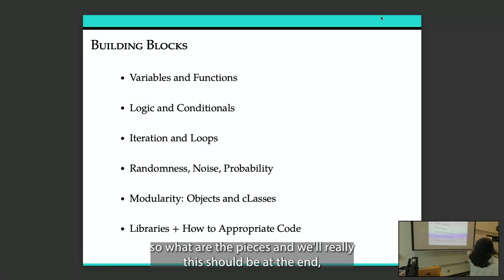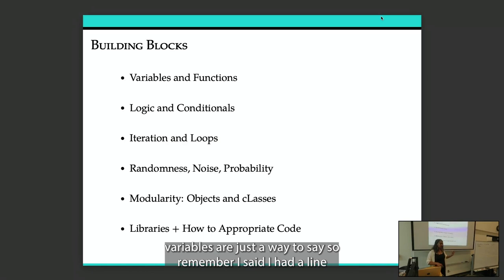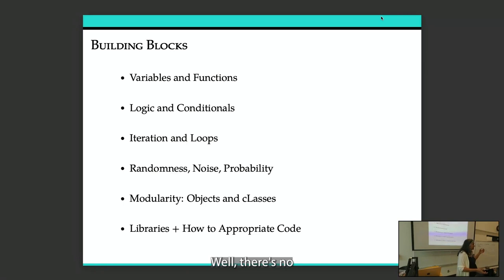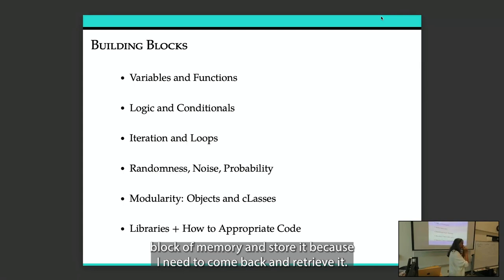So what are the pieces? Really this should be at the end, but these are the pieces that we need: variables and functions. Variables are just a way to say, remember I said I had a line, then I make a smaller line, then I want to come back and do something? Well, there's no good way to tell a computer to come back and do it unless I gave that thing a name and put it into a nice little building block of memory and told it to store it because I need to come back and retrieve it.